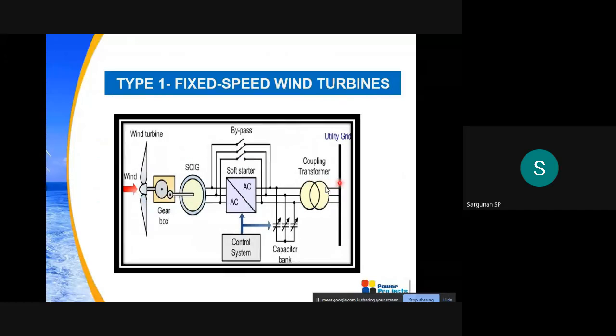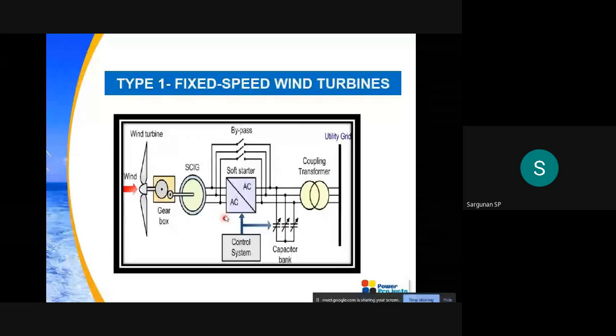The fixed speed wind turbine will normally have an induction generator, and that's nothing but your squirrel cage induction generator. This squirrel cage induction generator will normally draw current from the utility, so at the time of starting it will act as an induction motor, not as an induction generator. After reaching the rated speed, it will act as a generator. When it draws power from the utility at the time of starting, it will draw more starting current. I hope we are familiar with these concepts. So during the starting, it will be drawing more current.